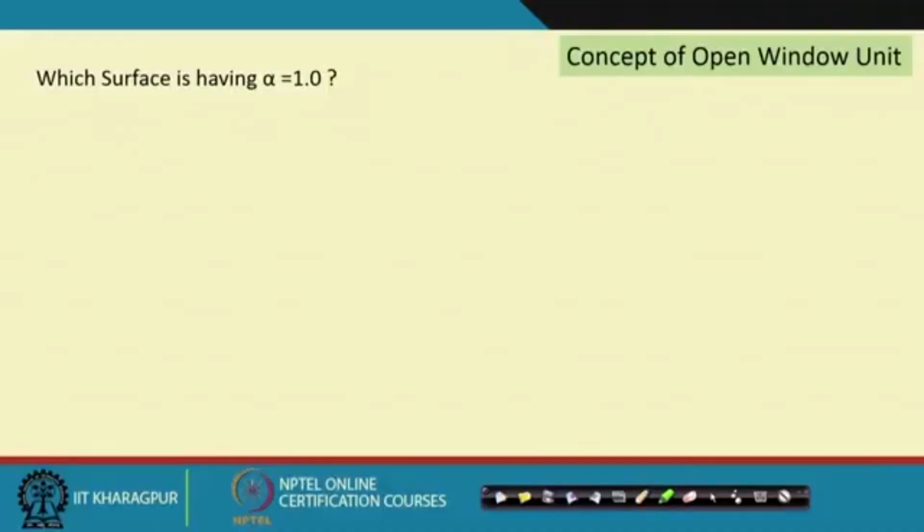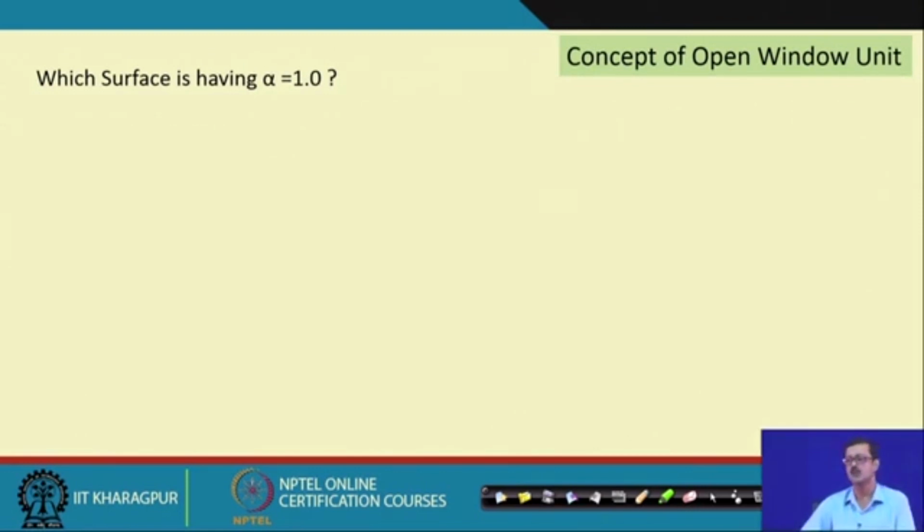Now, let us see if there is any material which has an alpha value of 1, and what does it mean? An alpha value of 1 means that everything is absorbed, and nothing is going to reflect back.